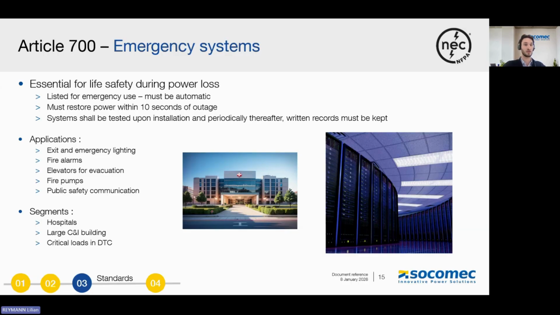If we look at the C&I building, where can we find those life safety emergency system ratings? Is that for emergency lighting, for fire alarms, for evacuation? We need to have the elevators operating, so we need to have a power supply.